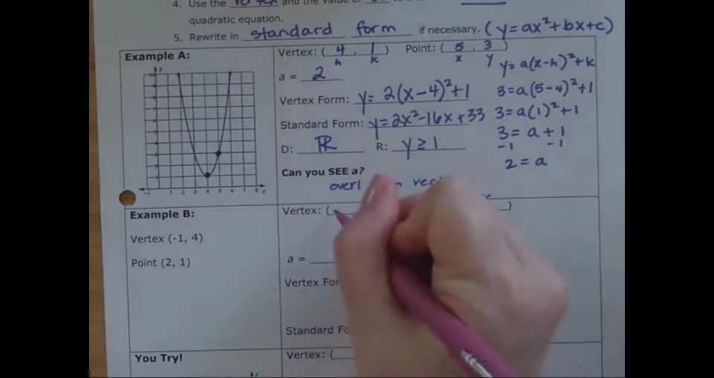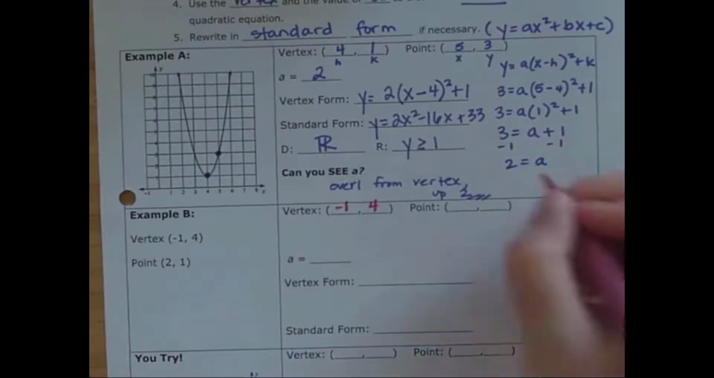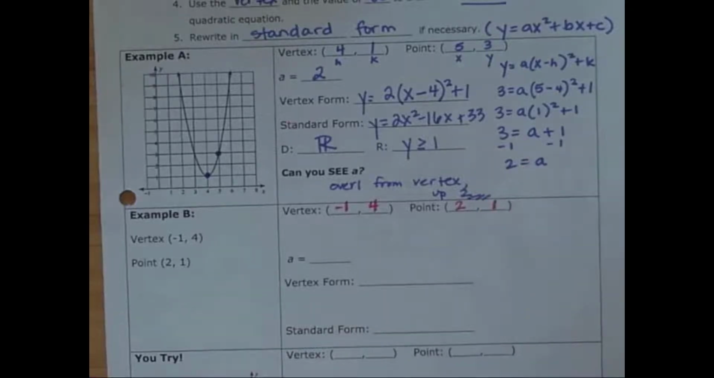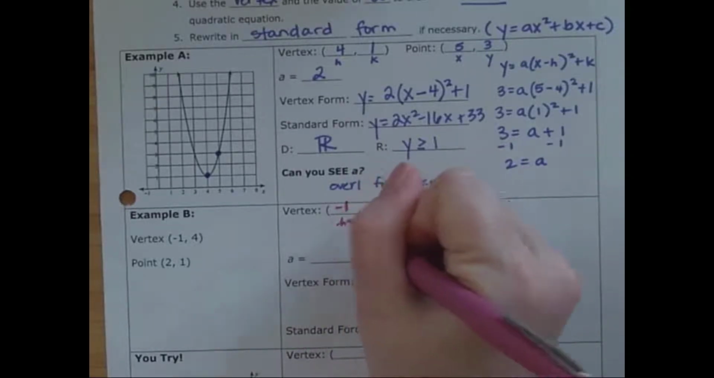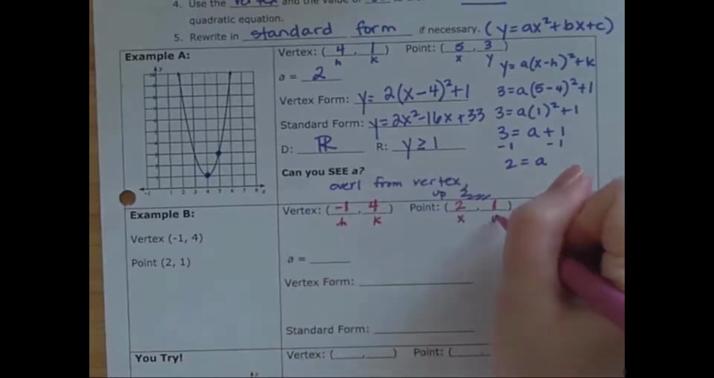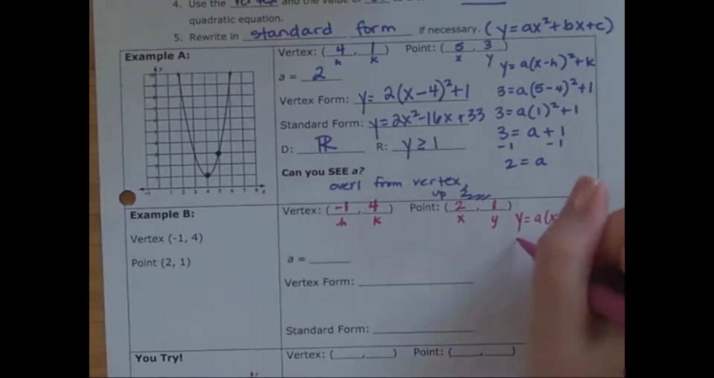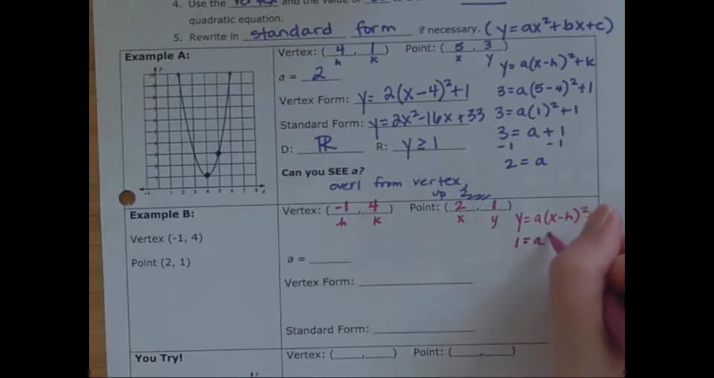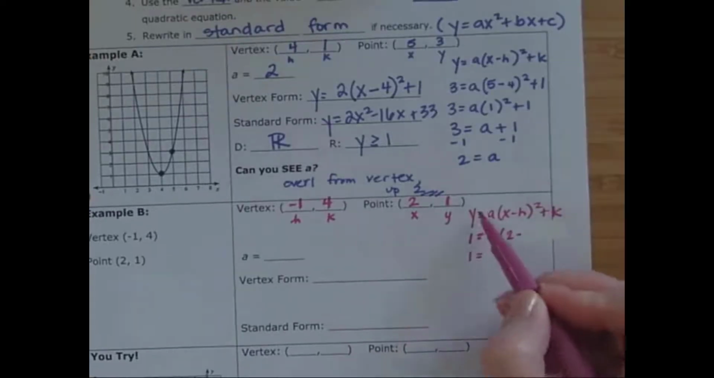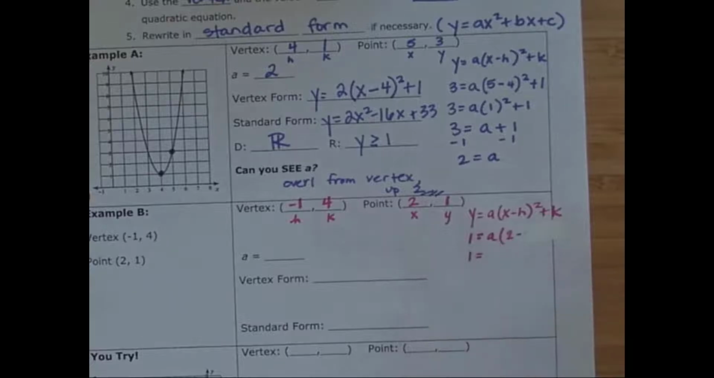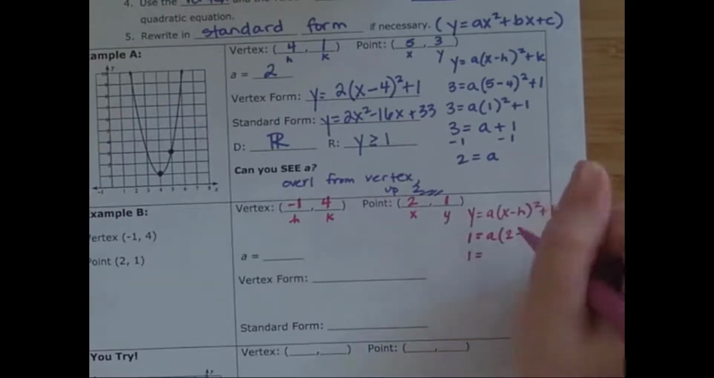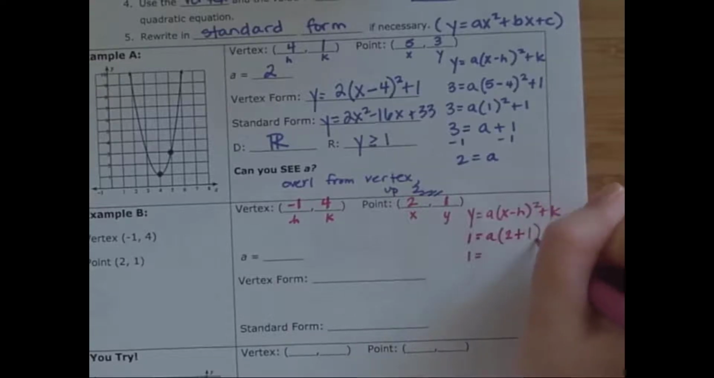I don't see a graph, but they gave me the vertex and a point. So this is my h value, k, x, y. I always like to write my formula that I'm using so that I make sure I fill it in correctly. 1 equals a, what we're solving for. y is 1. a is what we're solving for. x is 2 minus negative 1 plus k. Okay.